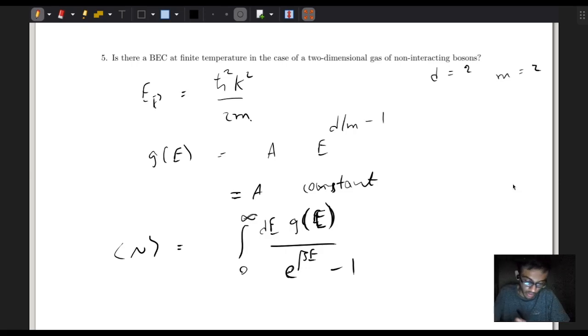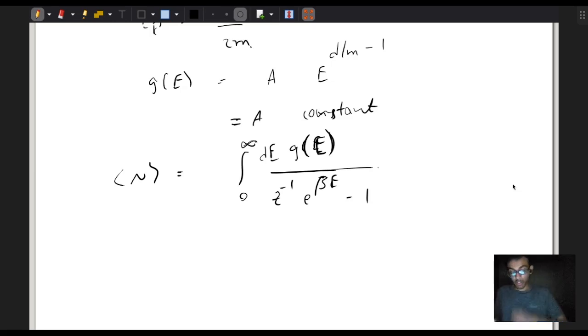We are doing particle conserved bosons. So we have z, the fugacity, here, and we have to find the fugacity such that this equation is satisfied for a given temperature. In this case of a two-dimensional system with quadratically dispersing excitations, the density of states is a constant.